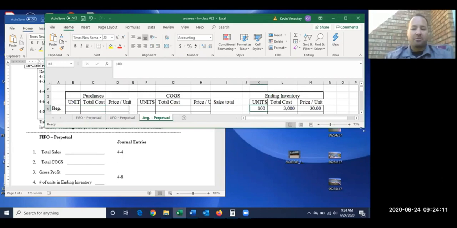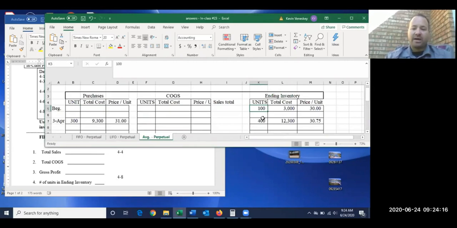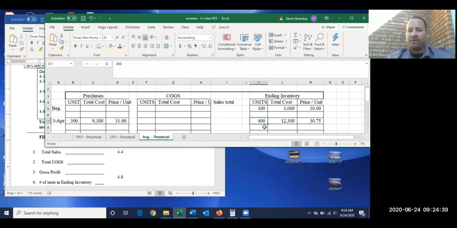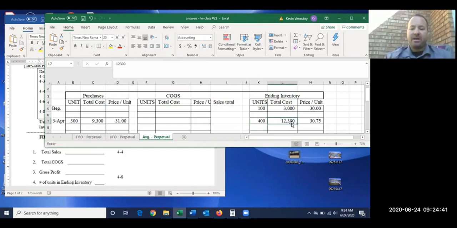But when I make my next purchase, this is when I have something new. Notice I don't have 2 items anymore. I just have the 1 total. So this 400 simply comes from the 100 that I had plus the 300. So I have 400 total units. For average cost, we total up everything. We do the same thing here. Take the 3,000 plus what I just bought, total inventory cost.